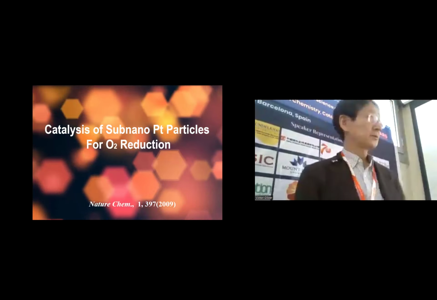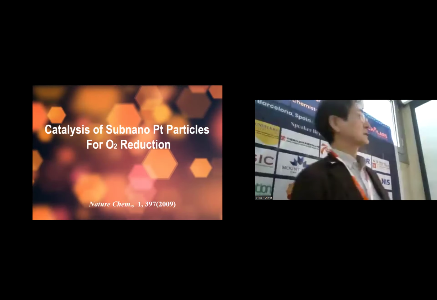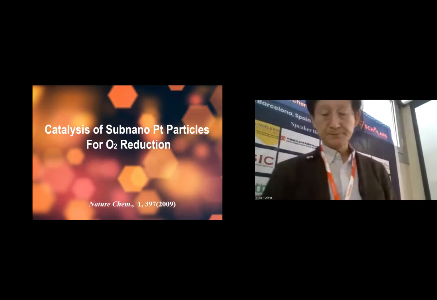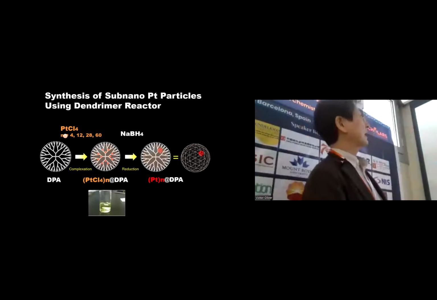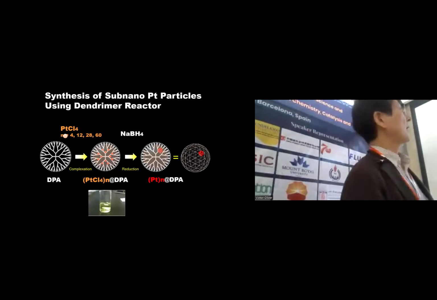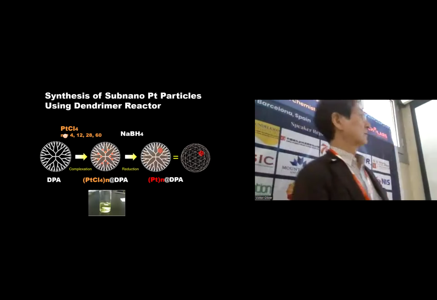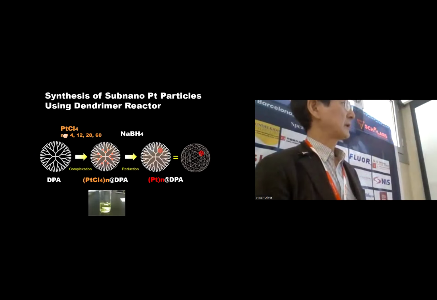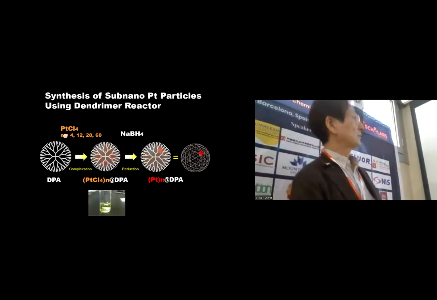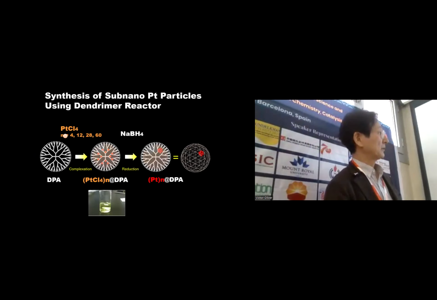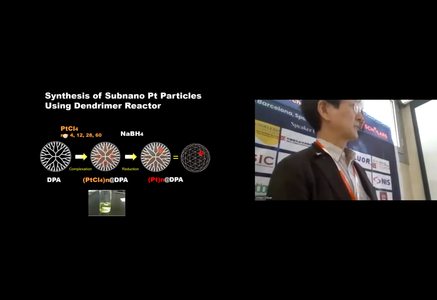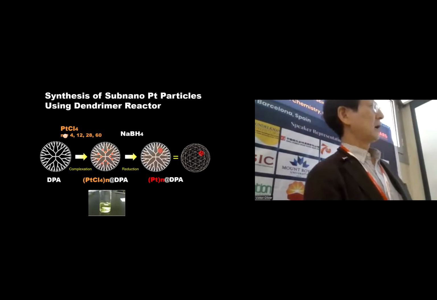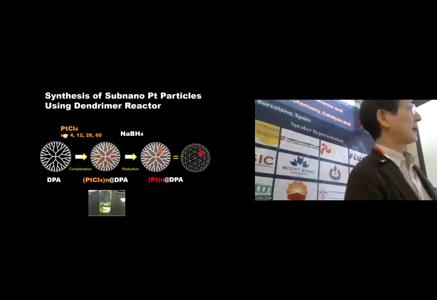Okay, so next I move on to the catalyst of subnanosized particles for oxygen reduction. We carried out the synthesis of the subnano platinum particle using the dendrimer reactors. Platinum chloride was used as a salt. Platinum chloride shows a stepwise complexation, so we can control the number of platinum chloride in the dendrimers. Platinum chloride in the dendrimers is easily reduced to zero valence platinum using sodium borohydride.